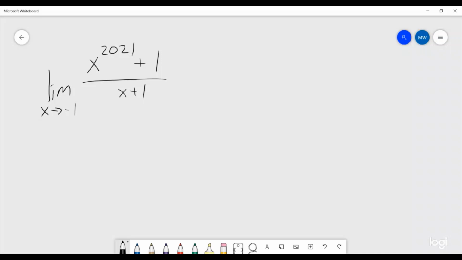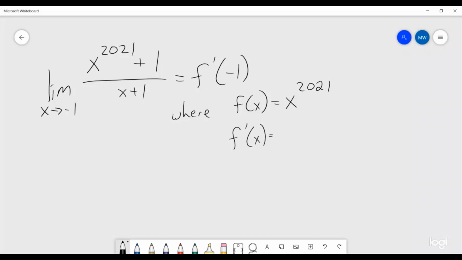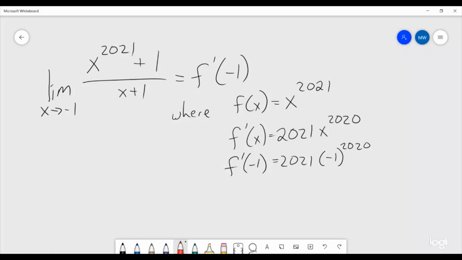Well, hopefully you recognize that this is equal to f prime at -1, where f of x is equal to x to the 2021. So if we take our derivative, f prime of x, that's going to be 2021 x to the 2020. So when we evaluate it at -1, f prime of -1 is 2021 times -1 to the 2020. -1 to the 2020 is just 1, so this is equal to 2021.